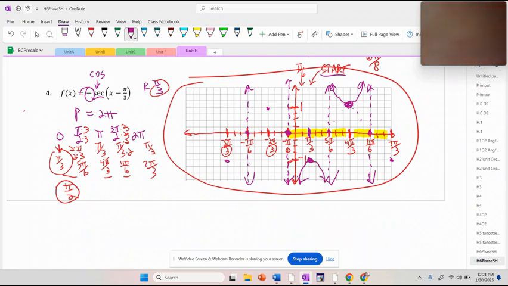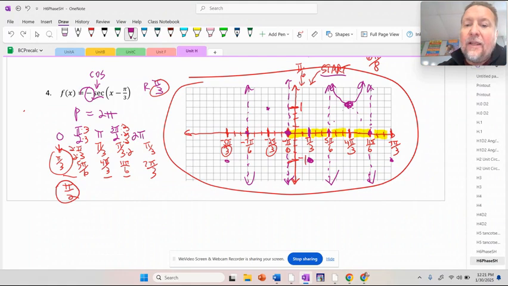Wrong. I want to do that one again. Why is that not going back? Because there is a y-intercept. I just don't know where it's at. I could find it by plugging in 0 for f of x and solving. You don't know how to solve trig equations yet, though. So that will come in the future.